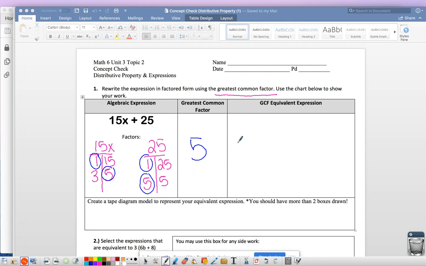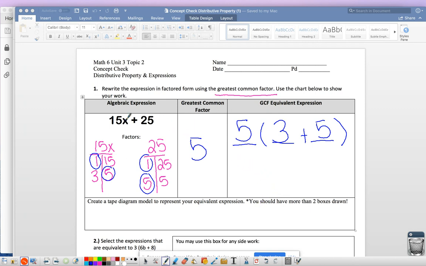Now, when we need to write our equivalent expression, remember our expressions look like this, okay? So our greatest common factor goes on the outside, and then the factors that are multiplied by 5 to make 15 and 25 are what goes inside the parentheses. So we have 3, because 5 times 3 is 15. That's right over here. And then 5 times what makes 25? Well, that's 5 times 5, okay?